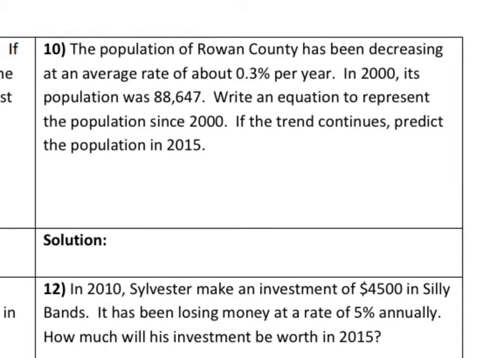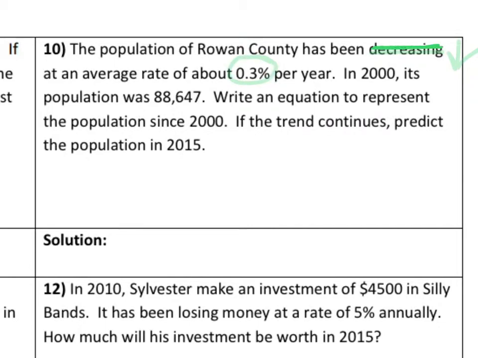All right, number 10 is still in the growth and decay formula section, so we're going to determine which one to use. The population of Rowan County has been decreasing. That is not a highlighter. And we can still read that. Has been decreasing at an average rate. So decreasing right there tells us that we're going to be using our decay formula. And it decreases at an average rate of 0.3% per year.